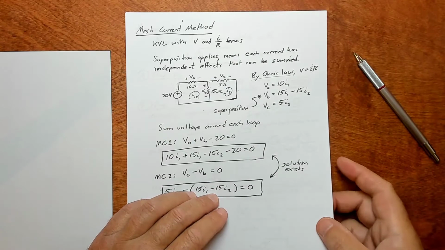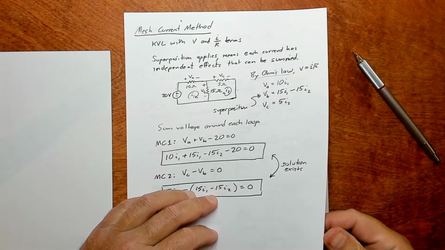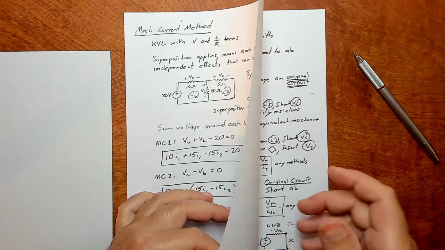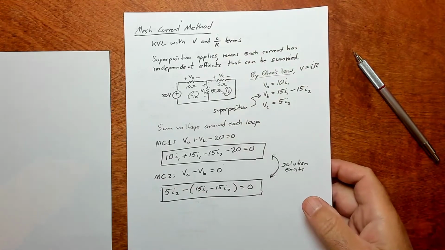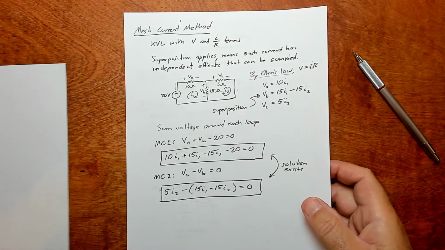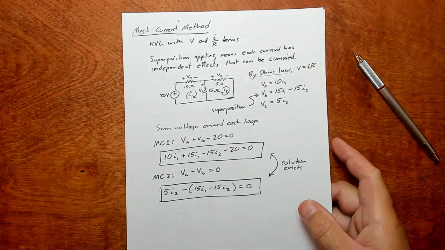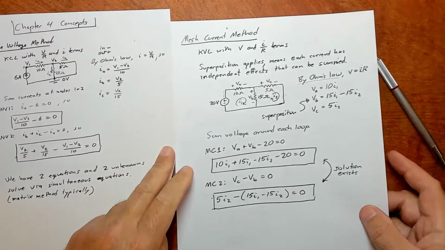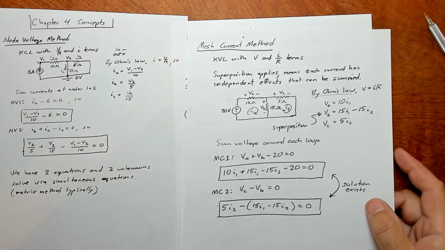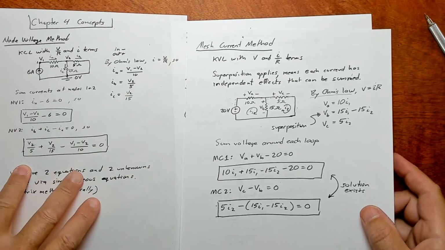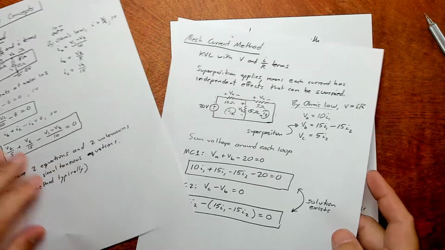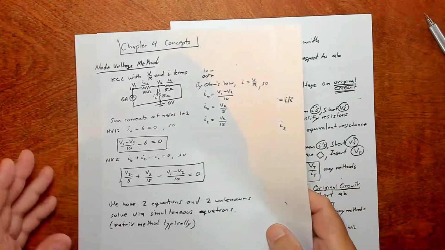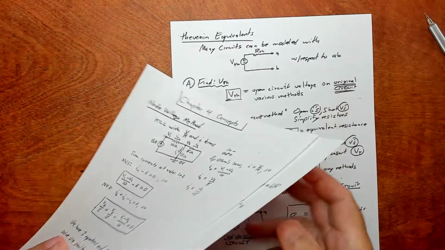These are beautiful methods. I like them for lots of reasons. Another reason I like them is that they can be automated. These two methods, mesh current and node voltage, are mechanical, and that means you can write a program to do them. And that is in fact what's done. These things are done by software using similar mechanical methodologies.